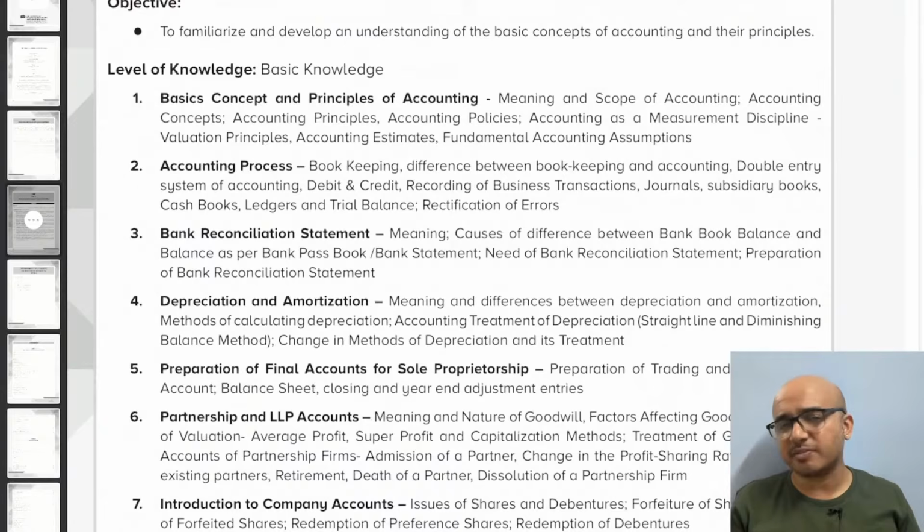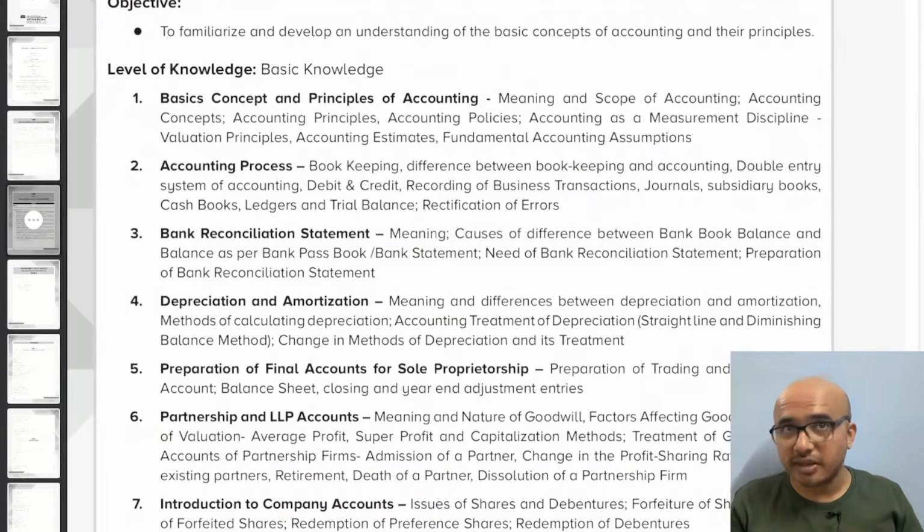So again, this is something which you would have studied in 11th or 12th depending on which state you are from. Meaning causes of difference between bank balance as per the ledger and the balance as per the passbook, that is the bank statement, etc. Why do we need reconciliation? Very interesting chapter. In fact, one of those chapters which frequently appears in the CA Foundation paper.